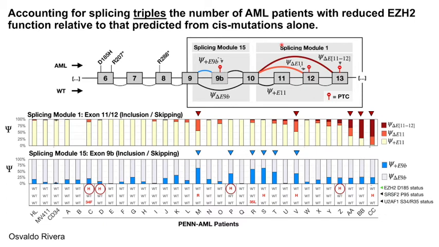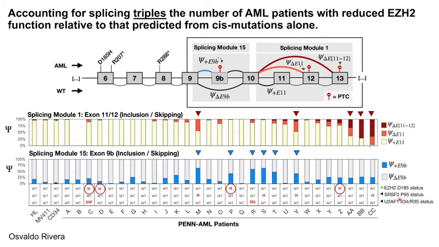We next wanted to investigate possible mechanisms for this aberrant splicing. Studies describing EZH2 cryptic exon 9b inclusion suggest that it is mediated by genetic mutations in splice factor SRSF2 and/or U2AF1. Consistently, we observed that many of the PENN AML patients that have high inclusion of EZH2 exon 9b also have mutations in SRSF2. However, our analysis cannot establish any association between a particular splice factor mutation and the occurrence of EZH2 exon 11-12 skipping.